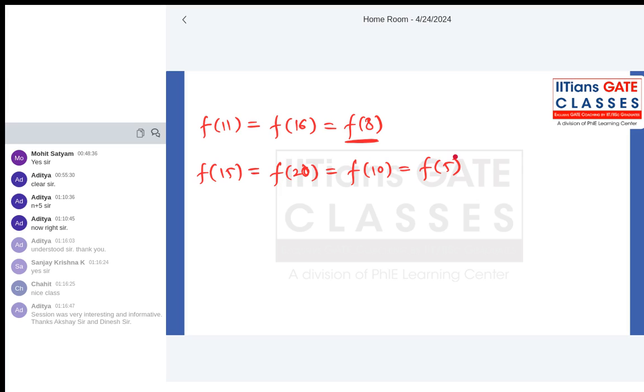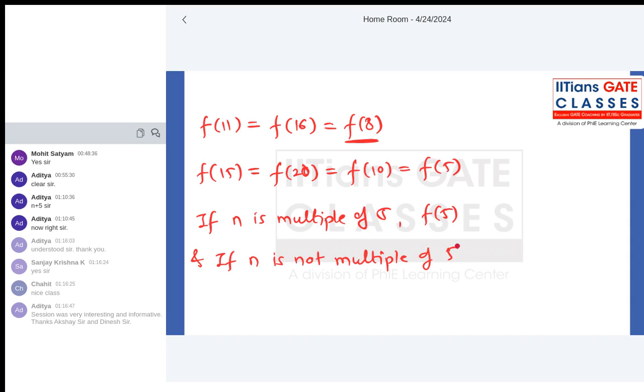So what I'm trying to say is, if n is a multiple of 5, then it will have a certain value which will be f of 5. And if n is not a multiple of 5, it will only have a value which will be equal to f of 1.